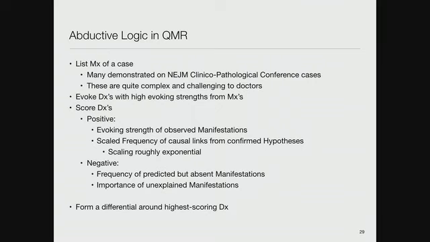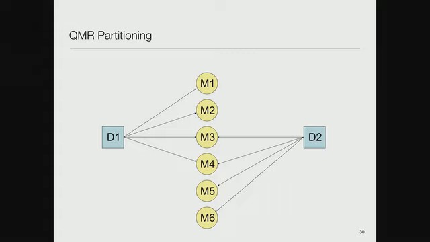And so you evoke the diagnoses that have a high evoking strength from the given manifestations, and then you do a scoring calculation based on those numbers. The details of this are probably all wrong, but that's the way they went about it. And then you form a differential around the highest scoring diagnosis. Now, this is actually an interesting idea. It's a heuristic idea, but it's one that worked pretty well.